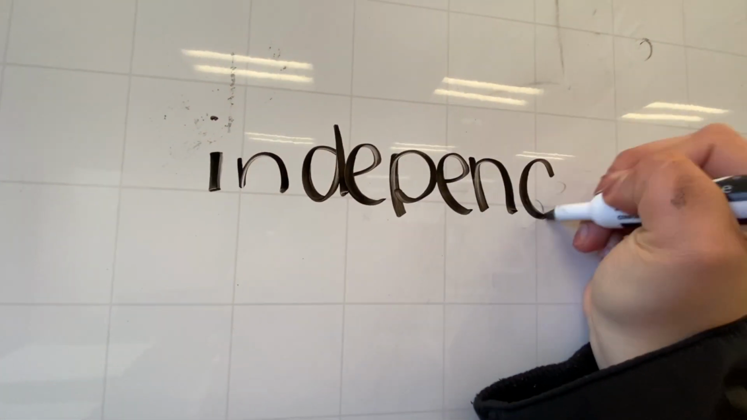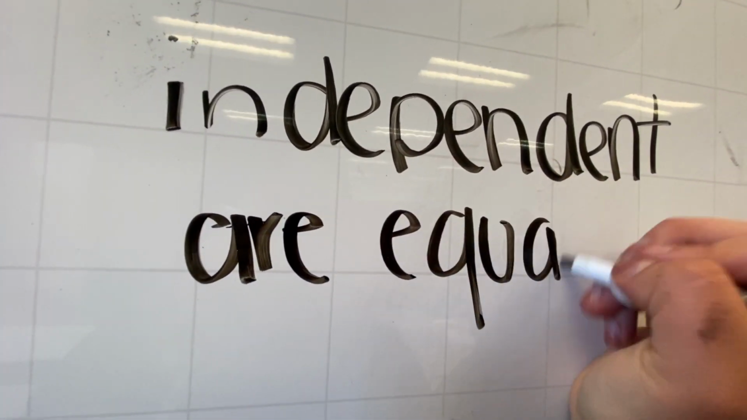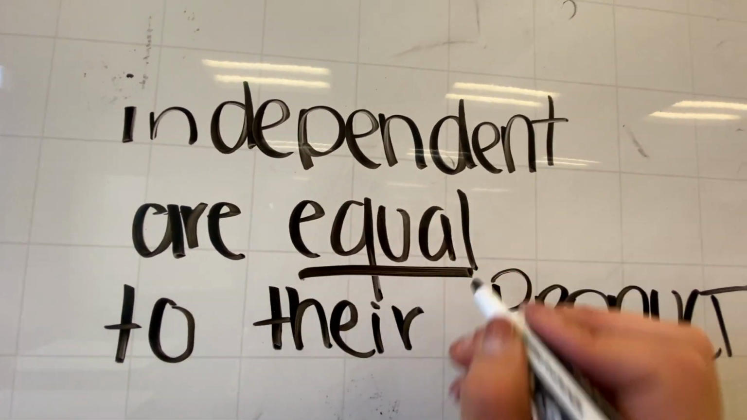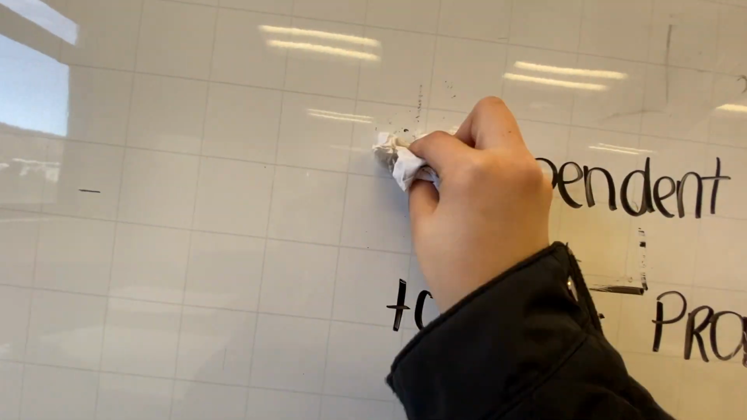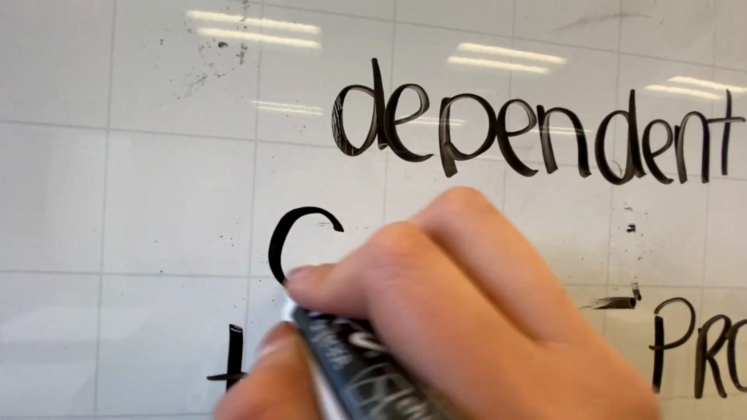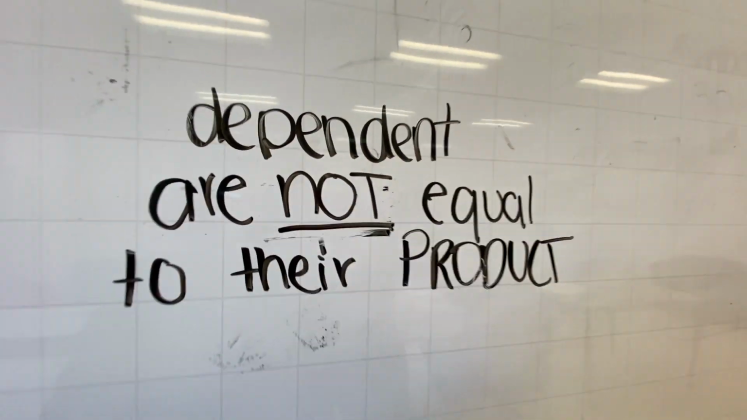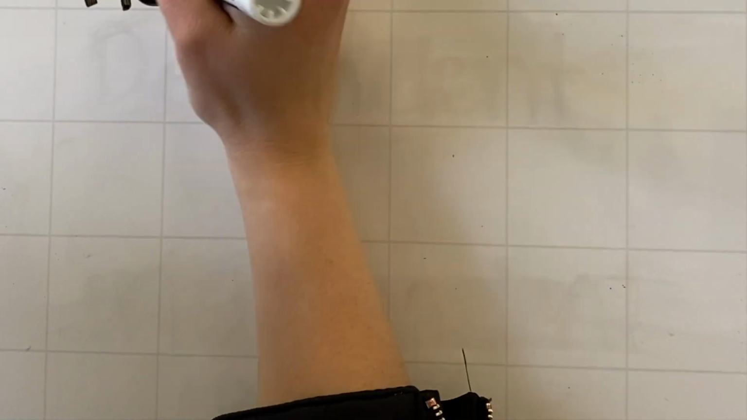Now, how to identify them? First, the independent events are the ones that are equal to their product. And the dependent events are the ones that are not equal to their product. Now, let's see some examples.